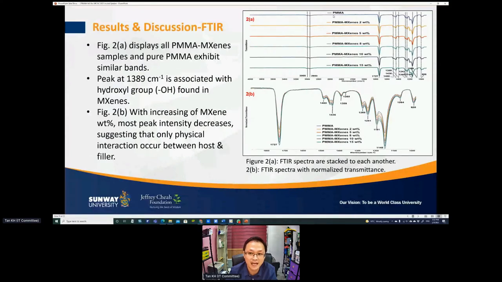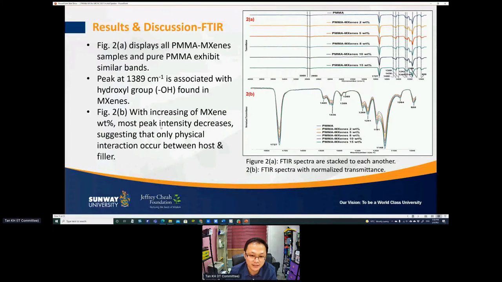Right, this is the FTIR analysis. The pure PMMA, as compared to the other composite thin films, basically has a similar FTIR band. It means there is no chemical interaction between the PMMA and the MICNC, right? One thing I would like to point out is a peak at 1389 wave number, somewhere around here. It's not that obvious, but it's shown here. It is associated with the hydroxyl group. This is the peak we can use to indicate that the MICNC is present in the nanocomposite film. Of course, this is not the only method, but the OH hydroxyl group present over here shows that the MICNC is incorporated in the host material, the PMMA, right?